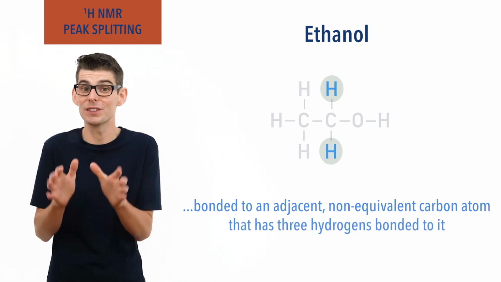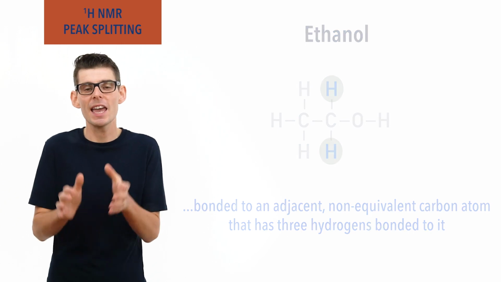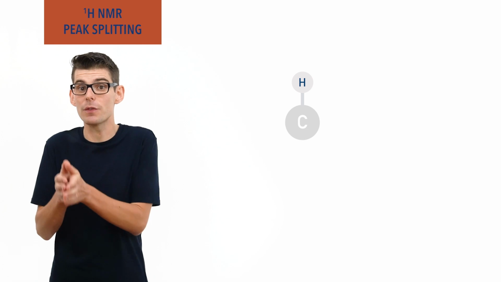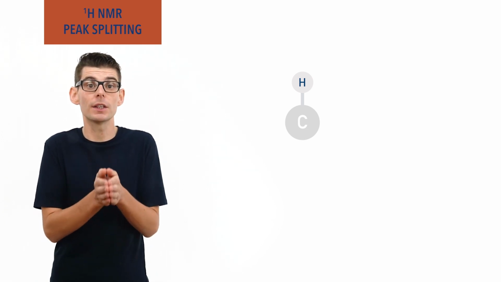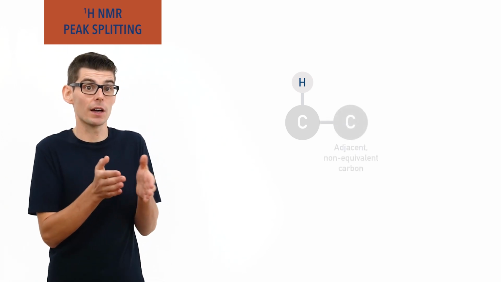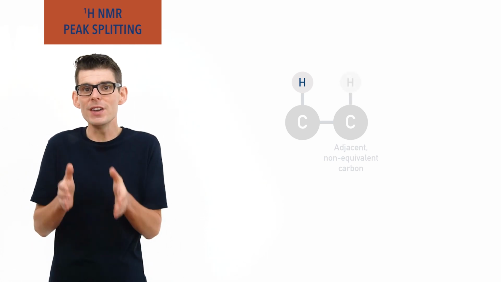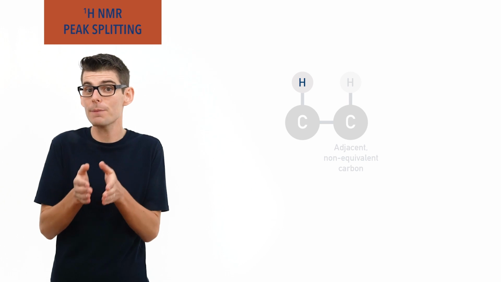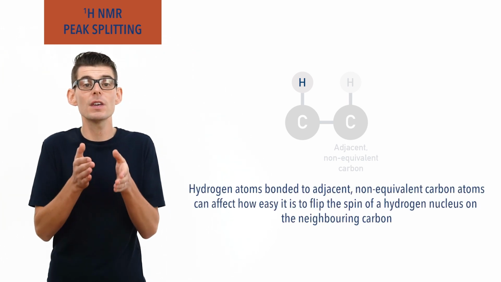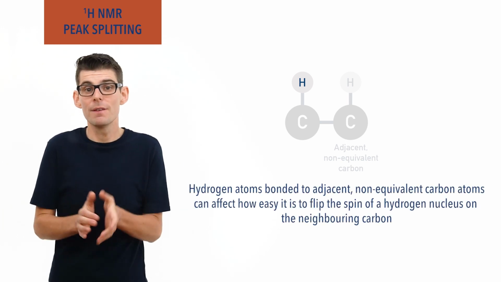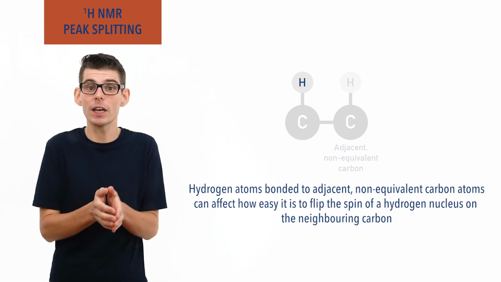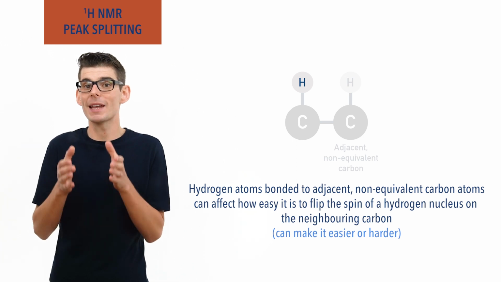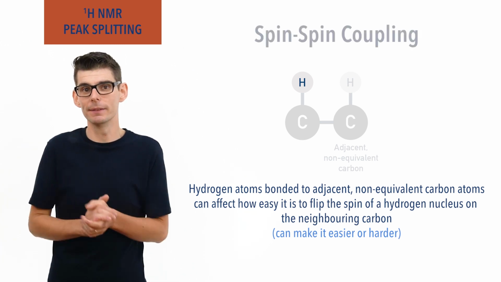Without trying to make things too confusing here, if a hydrogen atom is bonded to a carbon that is itself bonded to an adjacent non-equivalent carbon atom that has hydrogen atoms bonded to it, these hydrogen atoms can affect the energy required to flip the spin of the proton in the original hydrogen atom. They can make it slightly easier or harder to flip its spin. This is described as spin-spin coupling.